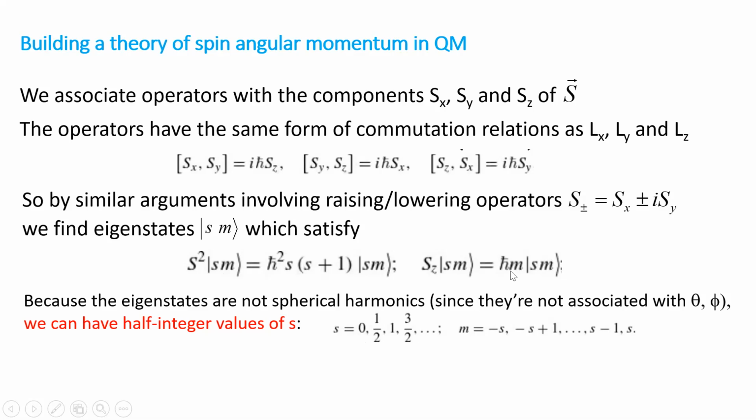M here still runs from minus S to plus S. So for example, for S equals 0, M would only take the value 0. For S equals 1 half, it would run from minus S, minus 1 half, to plus S, plus 1 half. So there'd be two values, minus 1 half and plus 1 half. And we'll look at that system in a second.